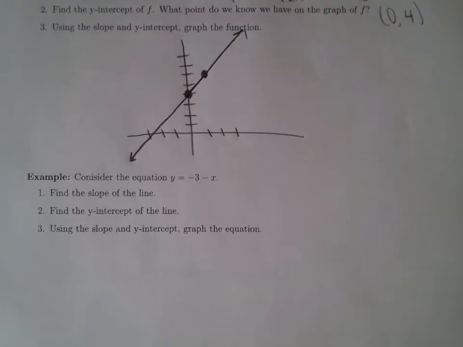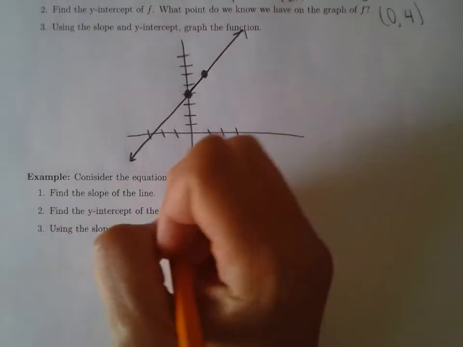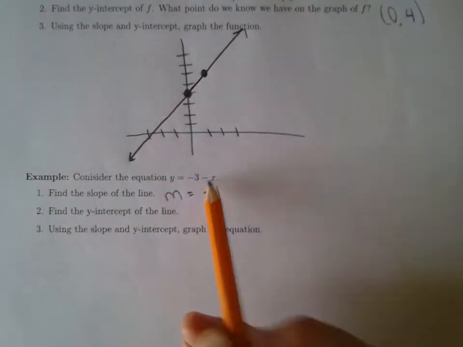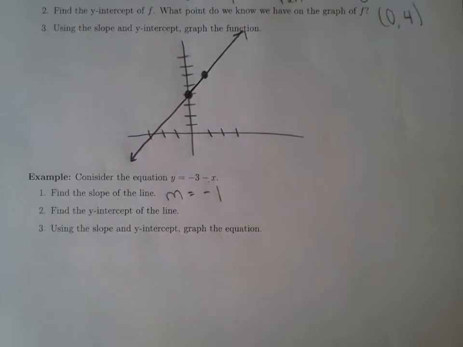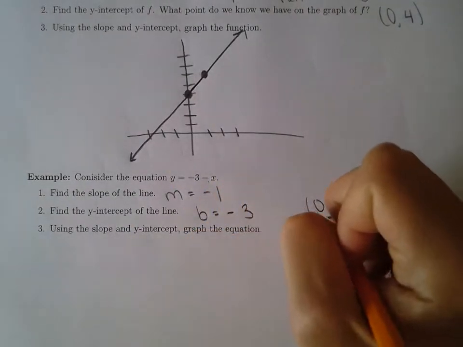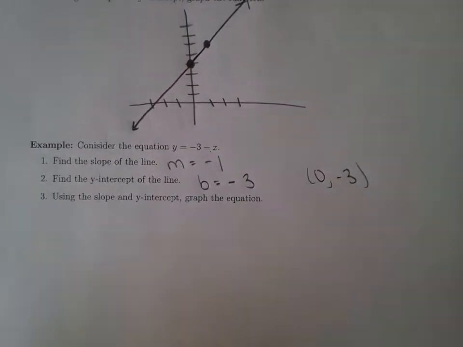Next, consider the equation y equals negative 3 minus x. Find the slope of the line. The slope is the number attached to the variable, so that is m, which is negative 1. Find the y-intercept of the line. B would be negative 3, so we're going to graph 0, negative 3. That's our y-intercept. Using the slope and y-intercept, graph the equation.